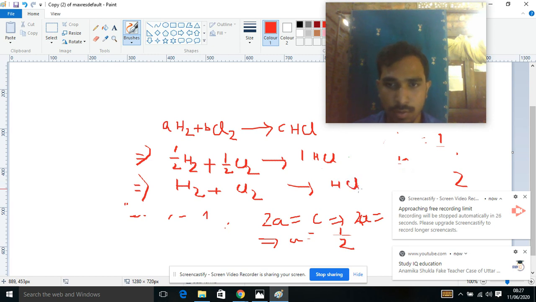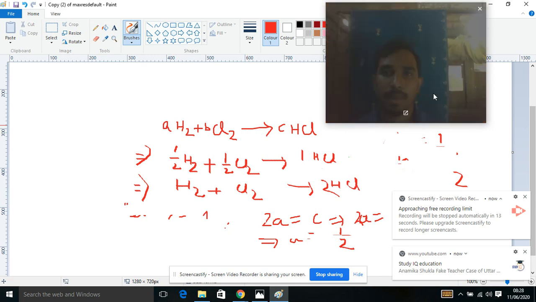So this is the balanced equation. Here on the left side hydrogen 2, and right side hydrogen 2, chlorine 2 here and chlorine 2. So this is the process of balancing an equation.